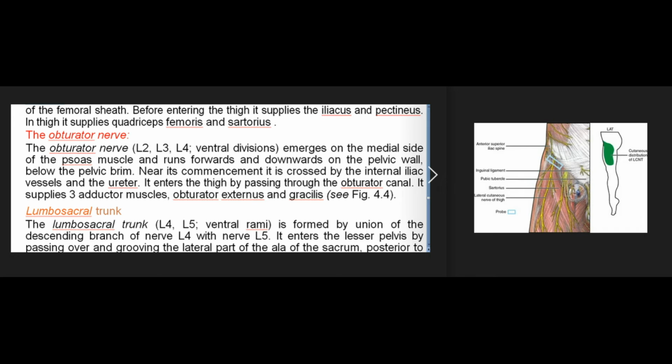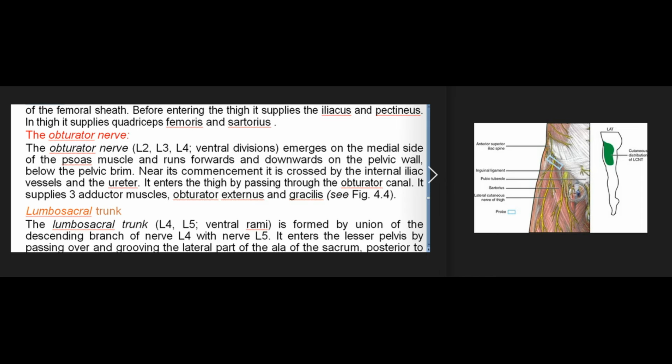The Obturator Nerve. The obturator nerve, L2, L3, L4, ventral divisions, emerges on the medial side of the psoas muscle and runs forwards and downwards on the pelvic wall, below the pelvic brim. Near its commencement it is crossed by the internal iliac vessels and the ureter. It enters the thigh by passing through the obturator canal. It supplies three adductor muscles, obturator externus and gracilis, see Fig 4.4.